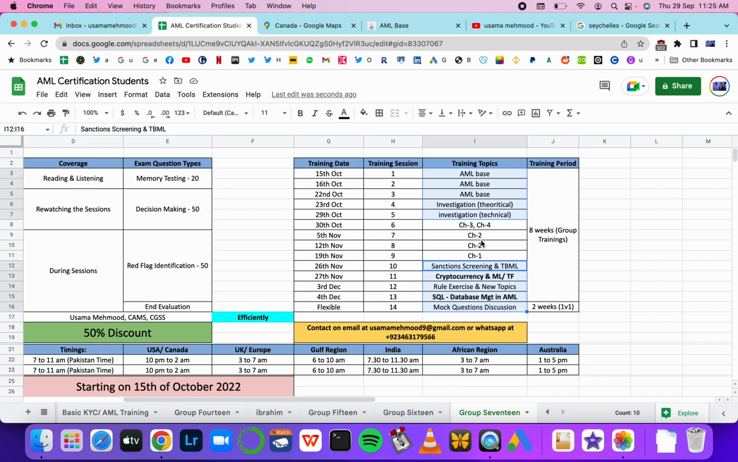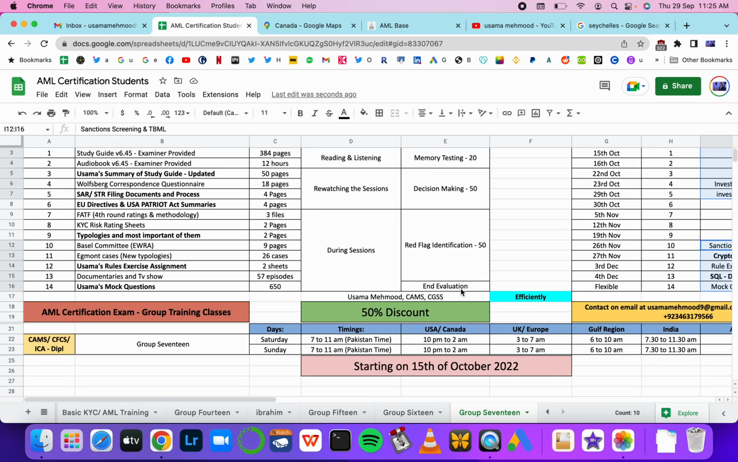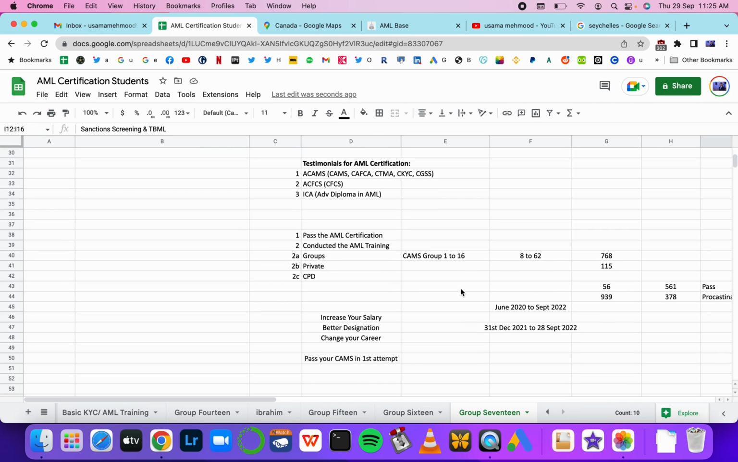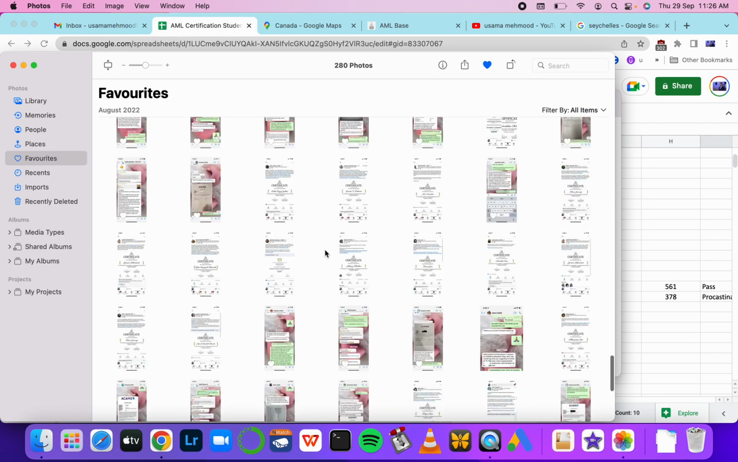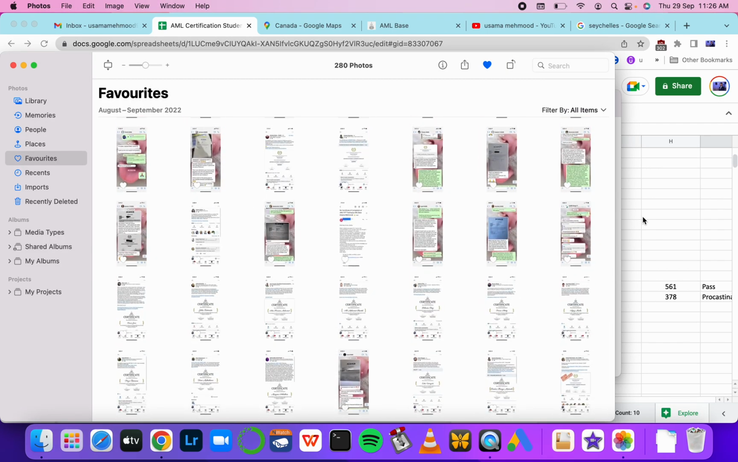Examiners ask lots of questions from outside of the study guide or the book that they provide, and that helps you build your knowledge regarding what is expected of you by your employer in future, when you pass your CAMS examination or any AML examination and you're applying for jobs. If you read the success stories of the people, you're going to find they are all saying the same thing over the previous 9 months or so.